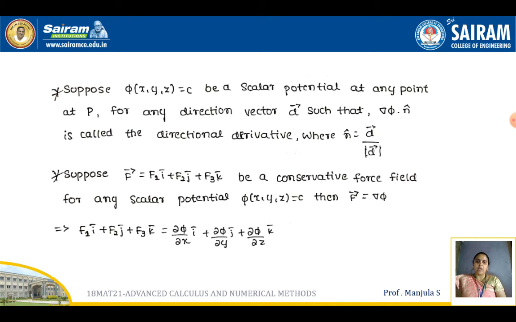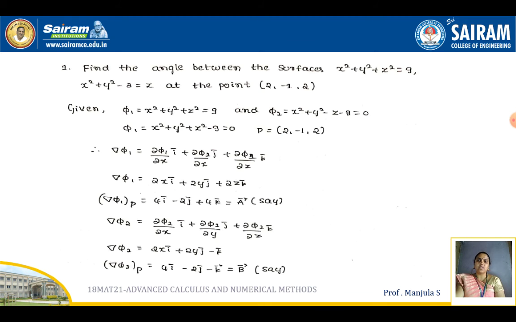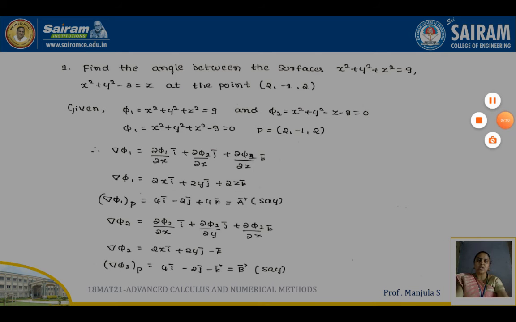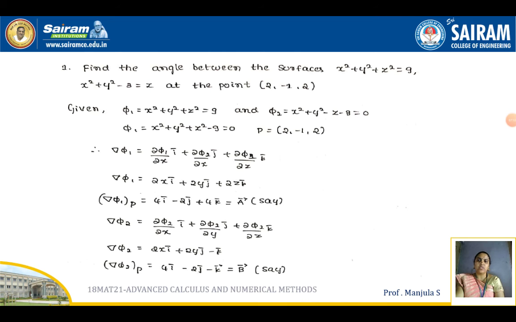And the next formula: vector f is given as f1 i plus f2 j plus f3 k, a conservative force field. Then to find the scalar potential, we use this formula: vector f equals del phi. Vector f means f1 i plus f2 j plus f3 k, which equals dou phi by dou x into i plus dou phi by dou y into j plus dou phi by dou z into k. This is the formula we use to find the scalar potential function. Now based on this, we'll do the problems.